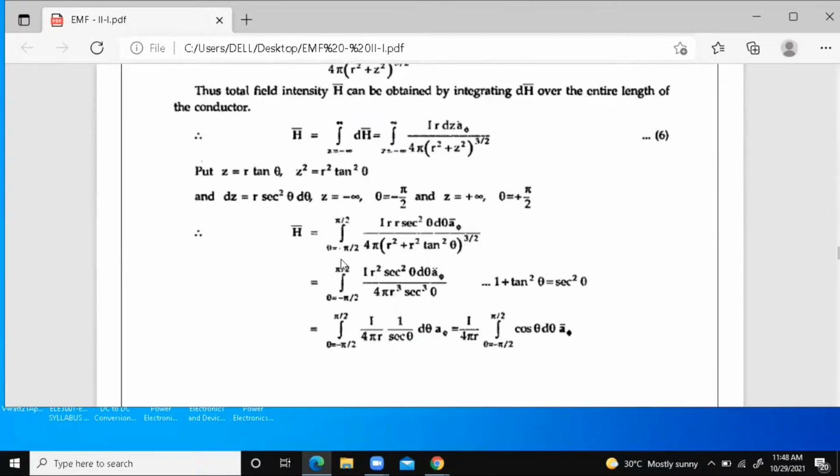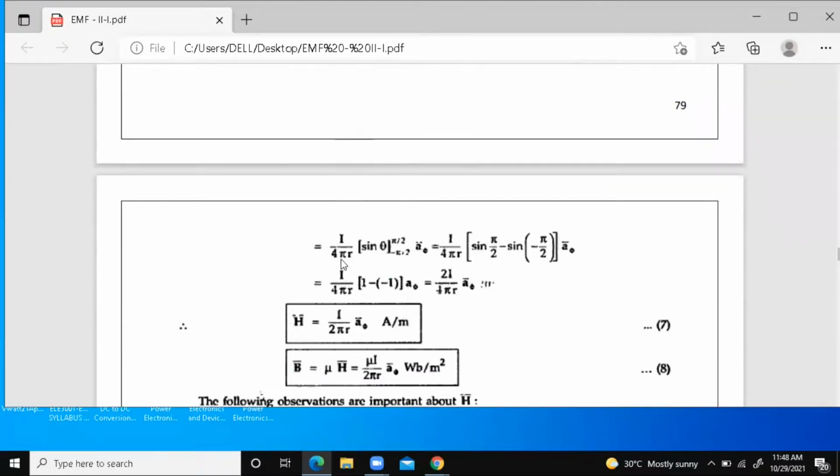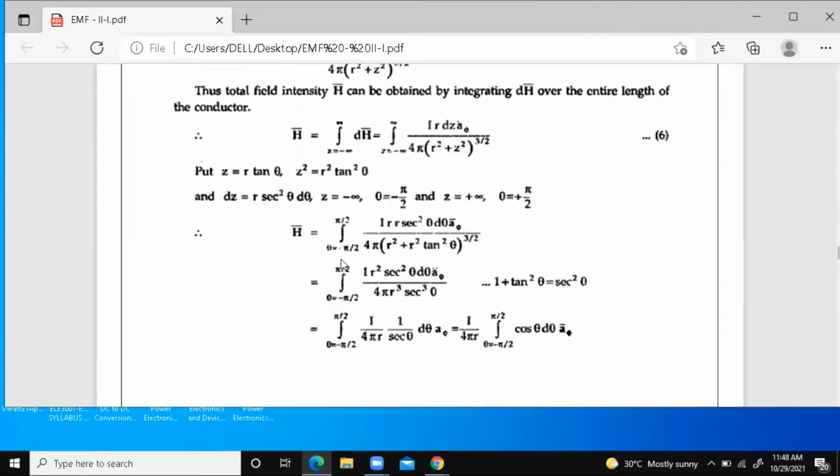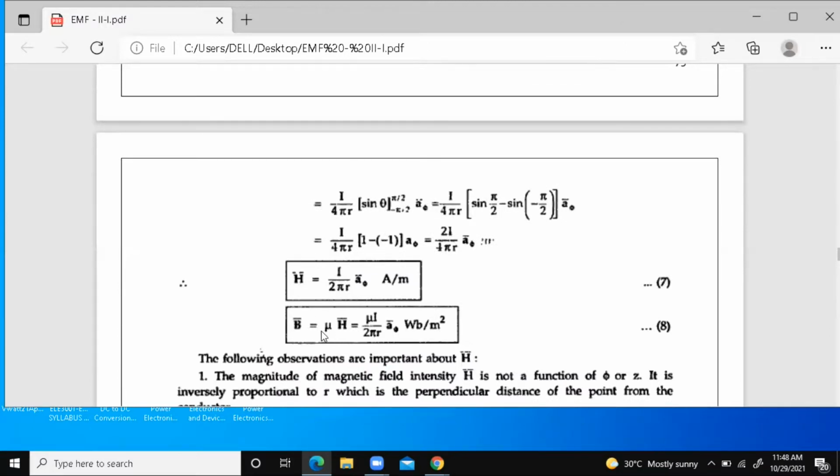And when you do that calculus, let me go back up here so you can have it recorded, so you can follow it. When you do that math, you come to H equals this. So for an infinitely long conductor, H is given by I over 2 pi r aφ.